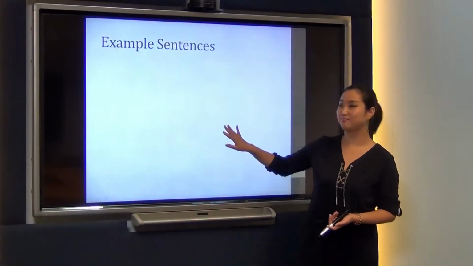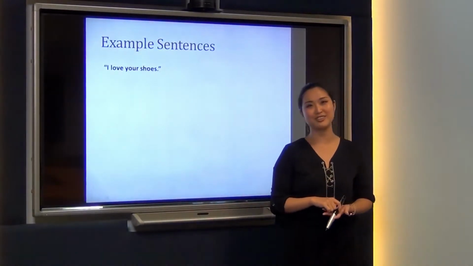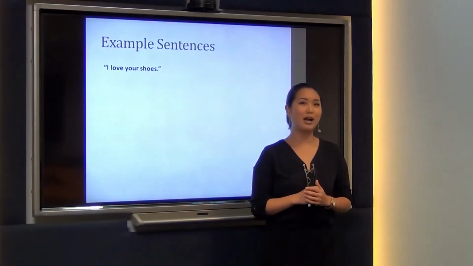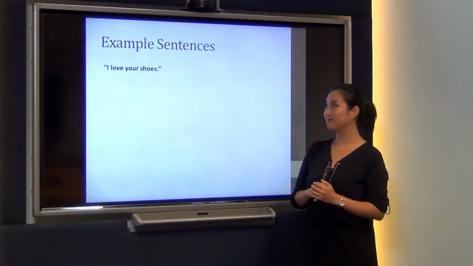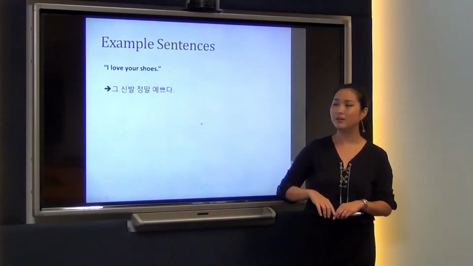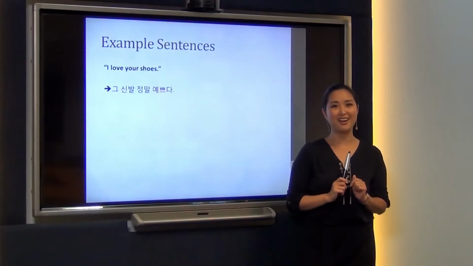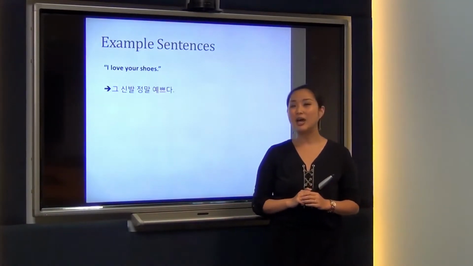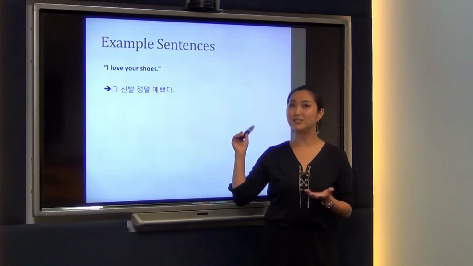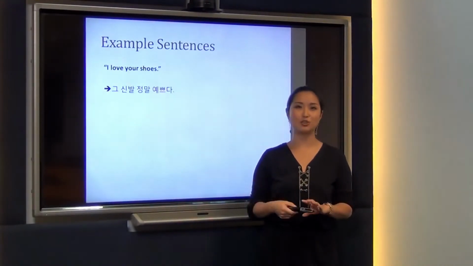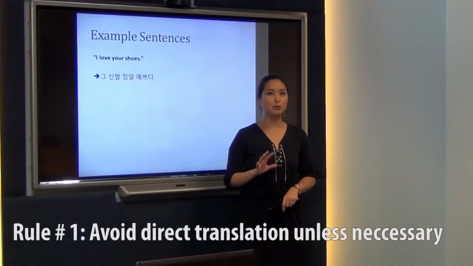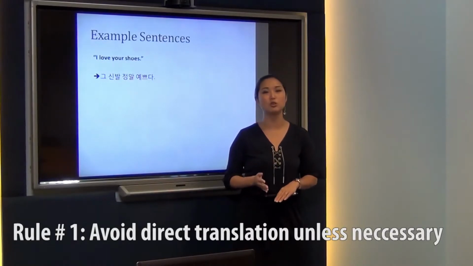So let's look at a few rules regarding what makes you a good interpreter or translator by looking at some example sentences. I have the first example sentence, and that says, I love your shoes. Well, how do you want to translate this? If you're thinking somewhere along the lines of, 신발 정말 예쁘다. That's good, right? Now, not many people will do direct translation and say, 난 당신의 신발을 사랑합니다, which is actually a bad translation. Rule number 1, you should try to avoid direct translation unless it's absolutely necessary.